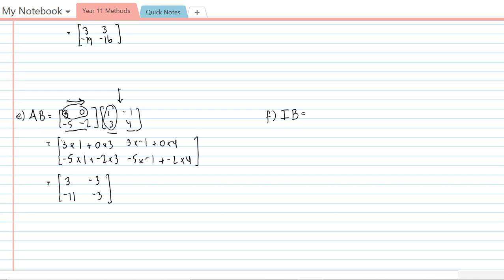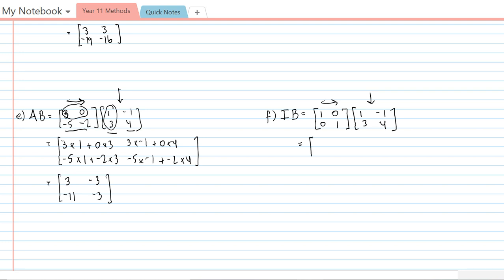IB. Now you might remember that I is a special matrix. It's called the identity matrix, and it just has ones on the leading diagonal, so going from that top left-hand corner to that bottom right-hand corner. Everything else should be zeros. Matrix B was 1, -1, 3 and 4. And so I'll multiply these again, going across the first one, down the second one.